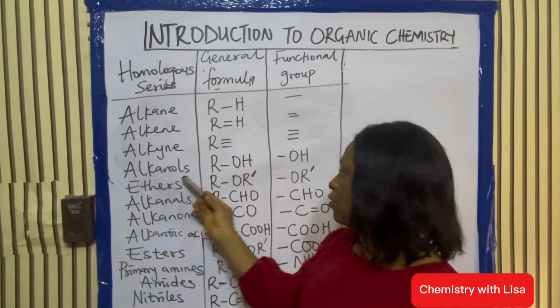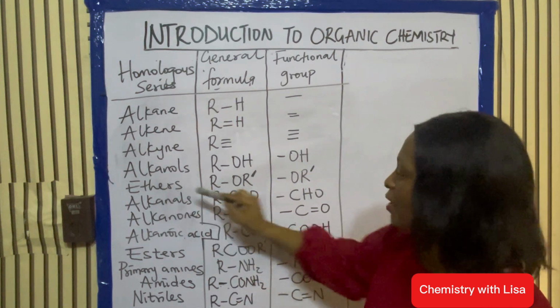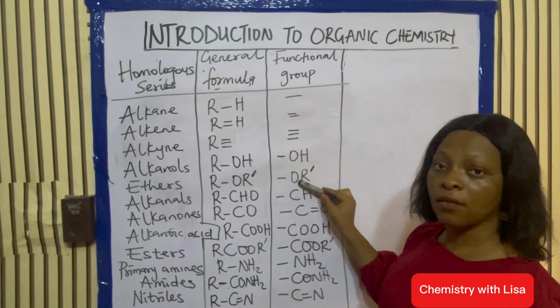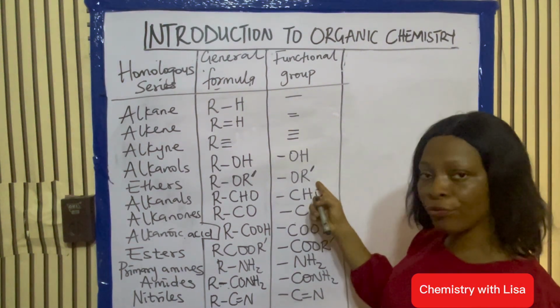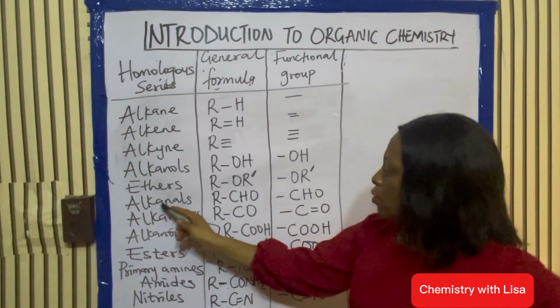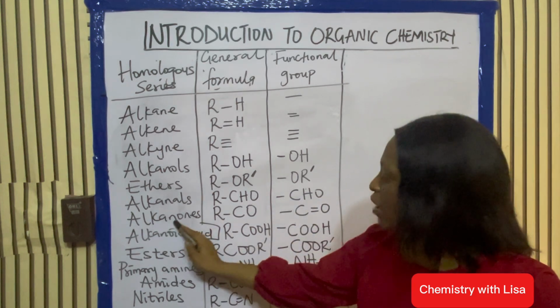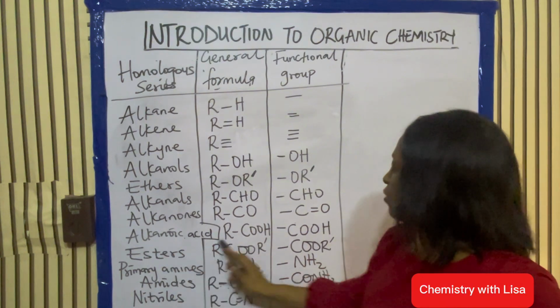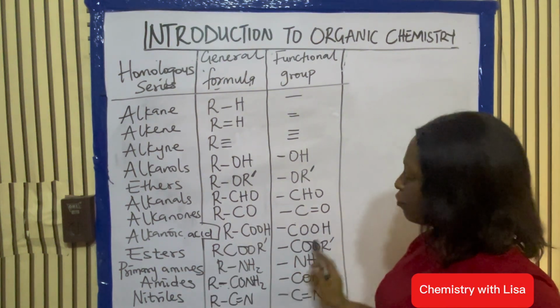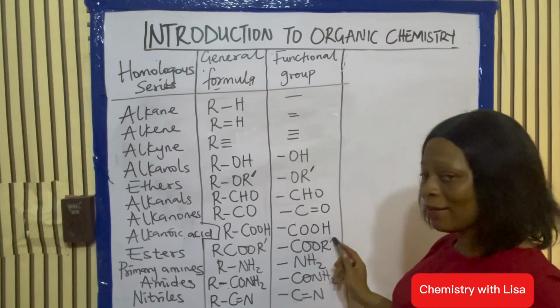You have alkanol, this is the OH group. You have ethers, this is OR, O-alkyl. This is an alkyl group, O-alkyl. Then you have alkanals, this is the functional group. You have the alkanones, this is the functional group. You have the alkanoic acid, this is the functional group. You have the esters, this is the functional group, this is an alkyl.